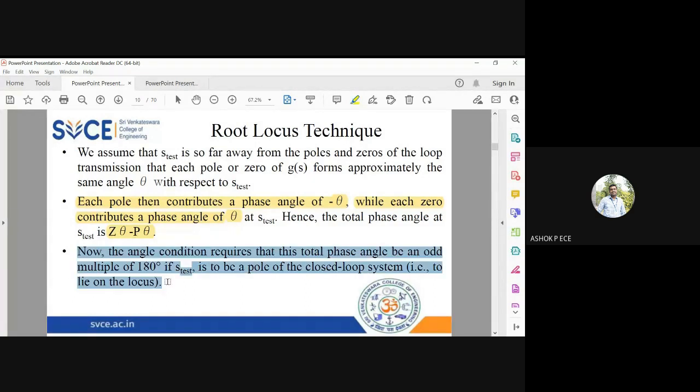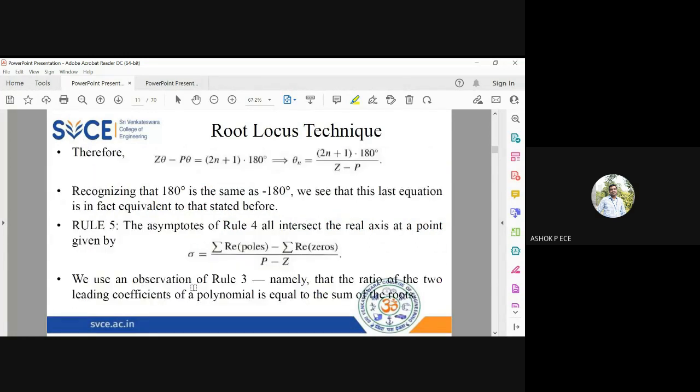But we say that the total phase angle has to be an odd multiple of 180. So z theta minus p theta equals (2n plus 1) into 180. From this I can find theta n equal to (2n plus 1) into 180 by z minus p. 180 or minus 180, we don't feel the difference, because as long as the angle is an odd multiple of 180, the sign is not going to be any issue for me.